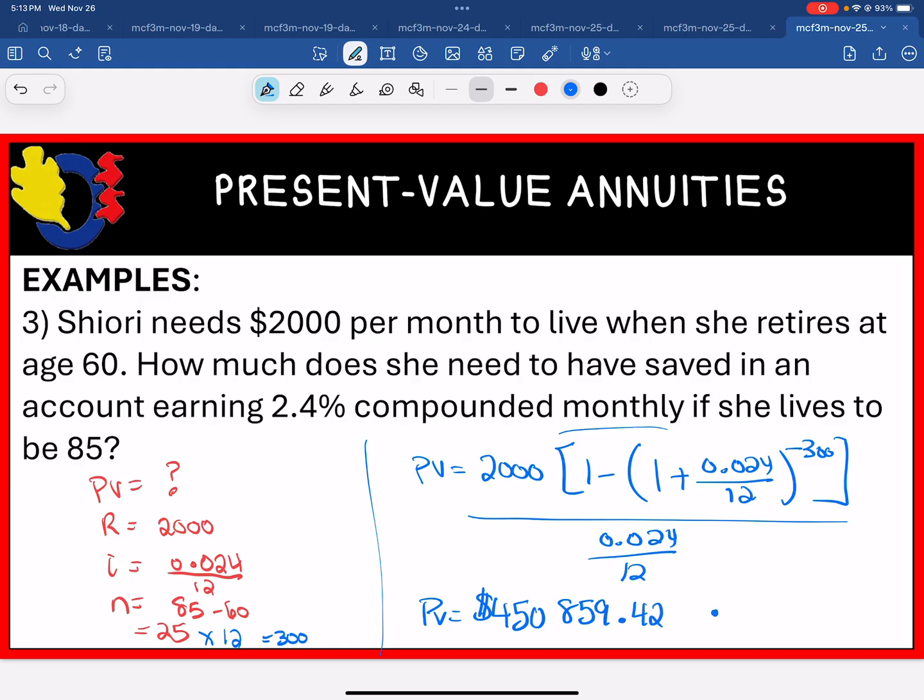450,859.42. So therefore, they need to invest $450,859.42. So please include a therefore statement. It is a word problem.